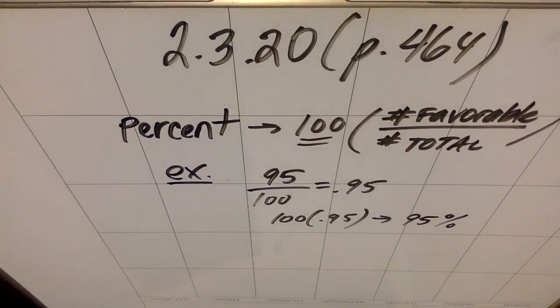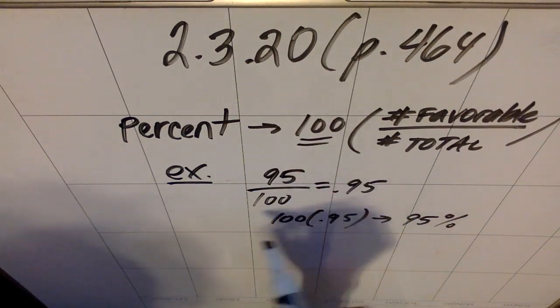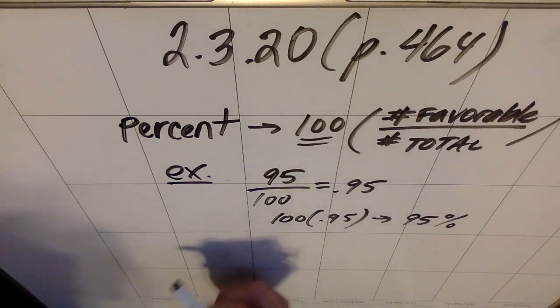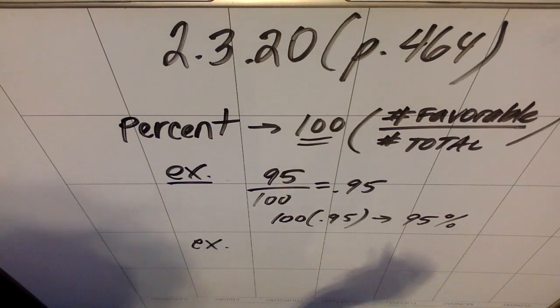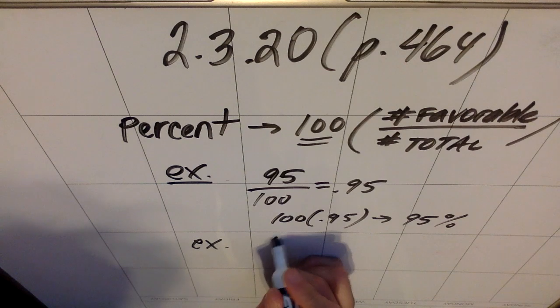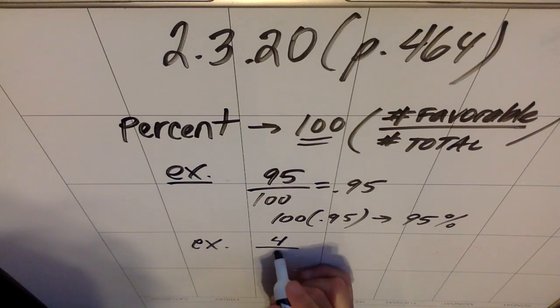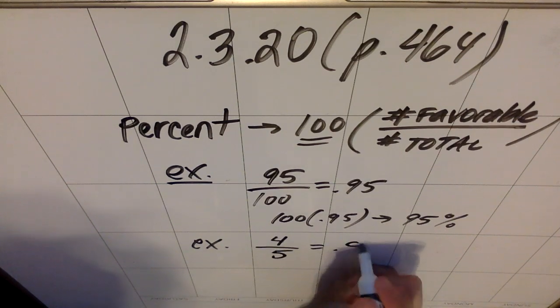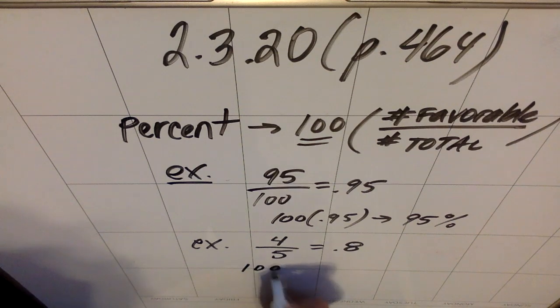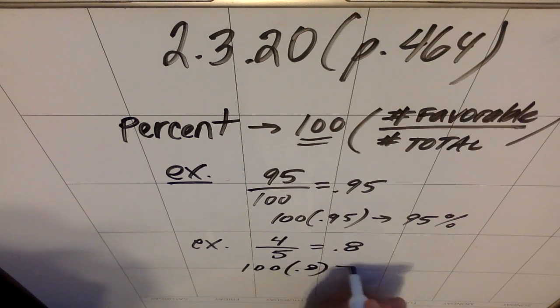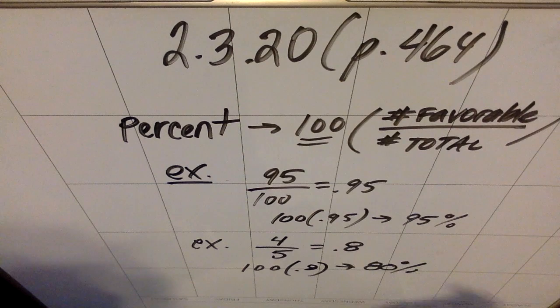Okay, so knowing that that's how it works, it doesn't have to be out of 100. Here I picked a practice test out of 100, but let's say I took a quiz and I got 4 out of the 5 questions right. Well, 4 went my way, 5 total. That would be a 0.8, but if I wanted it as a percentage, I would have to do 100 times that 0.8, and I'd realize that I got an 80% on my quiz.